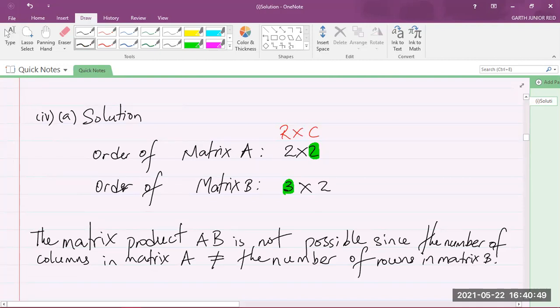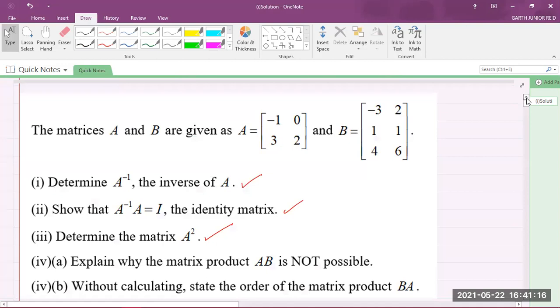So in order for the product to be possible, it means that the number of columns in the first matrix must be equal to the number of rows in the second matrix. But in this case, it is not so. So it means that the matrix product is not possible, because 2 and 3 are not the same values. So we have now completed part 4A.